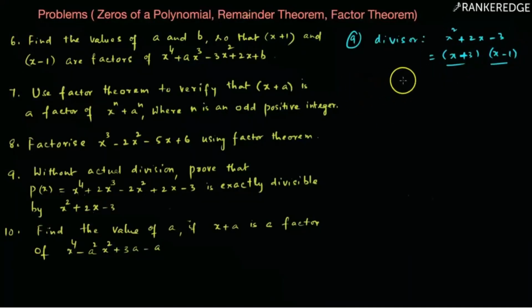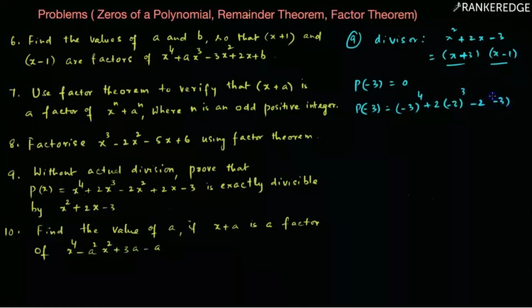For proving that x plus 3 is a factor, I have to prove that p of minus 3 is equal to 0. And for proving x minus 1 is a factor, I have to prove that p of 1 is also equal to 0. The remainders are 0. So let's see whether p of minus 3 is 0 or not. P of minus 3 is equal to minus 3 power 4 plus 2 into minus 3 whole cube minus 2 into minus 3 whole square plus 2 into minus 3 minus 3.